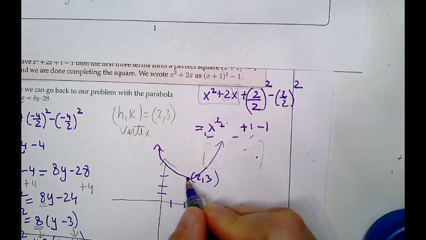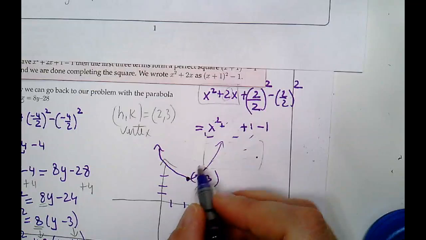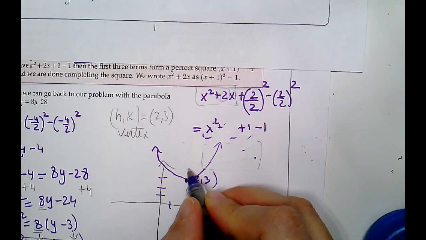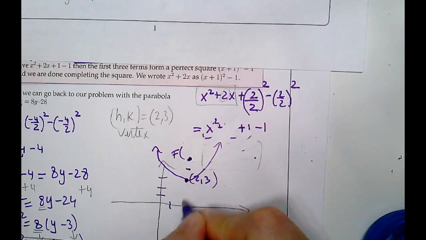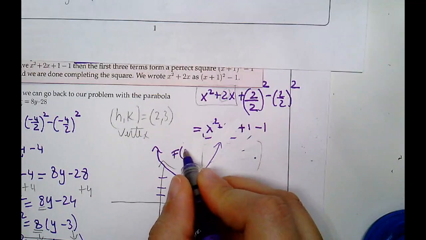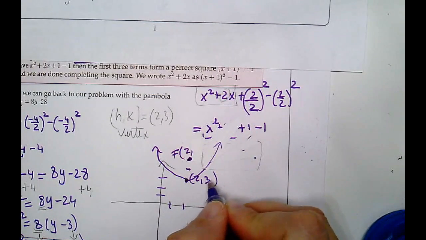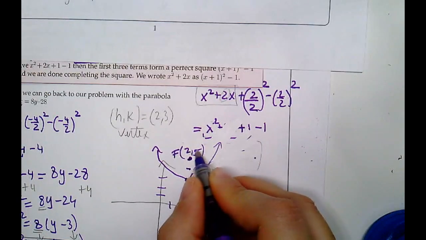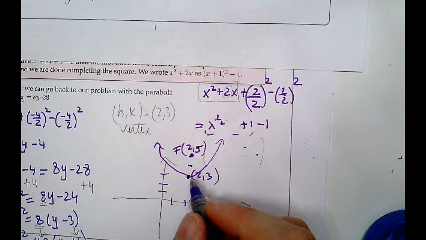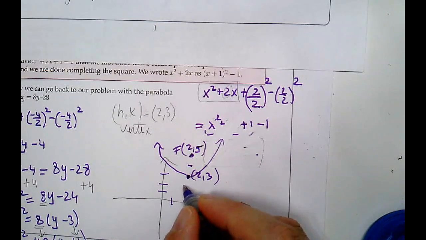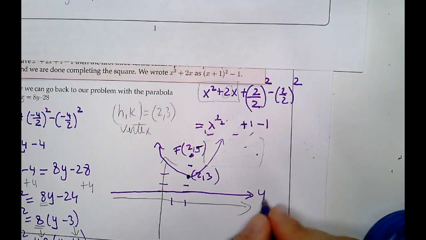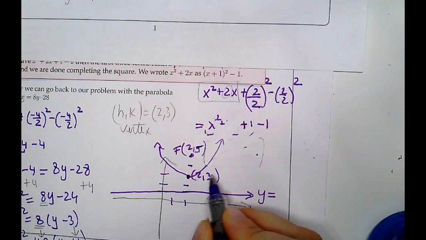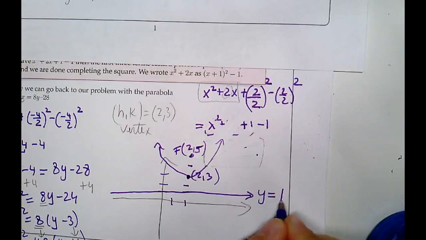So remember, the focus, in this case, is going to be p units above the vertex, and p is 2. So it's going to be 2 units above the vertex. So the x-coordinate stays the same because I didn't move it to the left or to the right. So it's going to be 2. And the 3, I added 2 units, so (2, 5) is the focus. And then the directrix is 2 units below the vertex. So this is going to be the directrix. The y right here was 3, and I subtracted 2, so y equals 1 is the directrix.